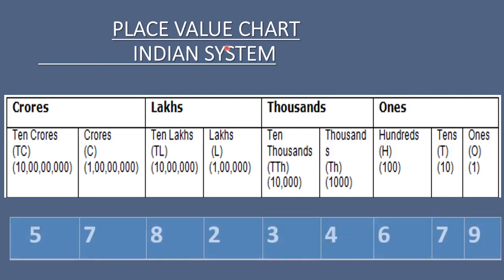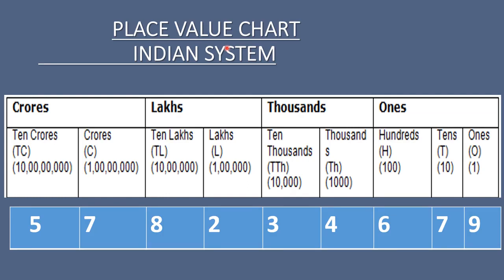Now I have written one number according to the Indian system of numeration. It is 57 crore 82 lakh 34,679. Now I am going to tell you how we place commas according to the Indian system of numeration. The first comma will be after the ones period, that is after the first 3 digits. The second comma will be after the thousands period, that is the next 2 digits, thousands place and 10,000 place. The next comma will be after the lakhs period, that is lakh and 10 lakhs place.